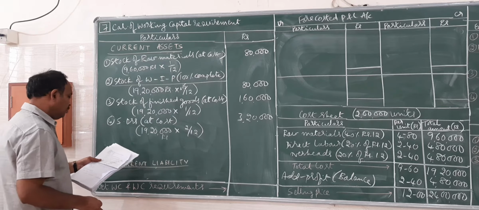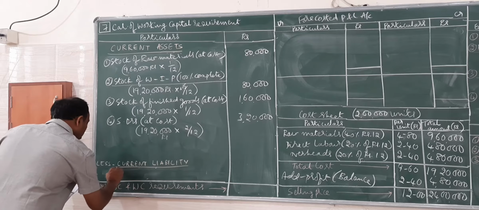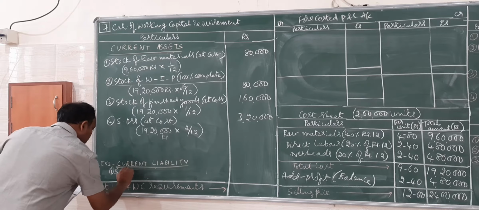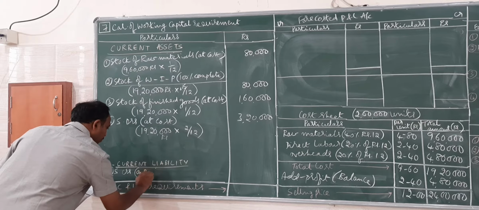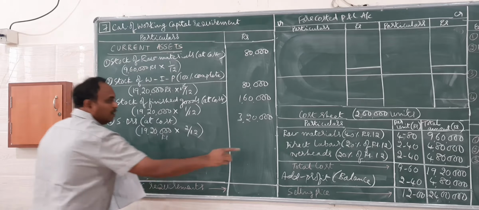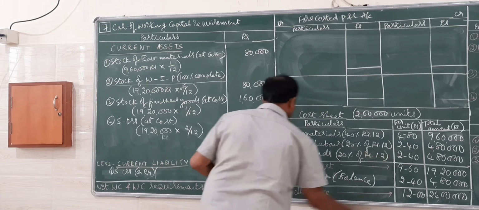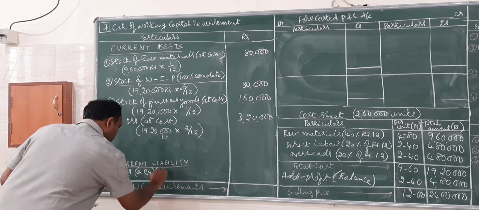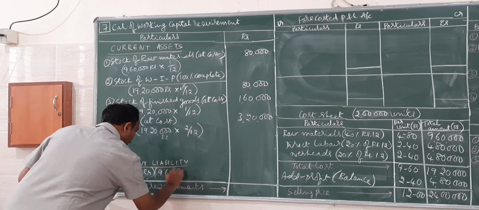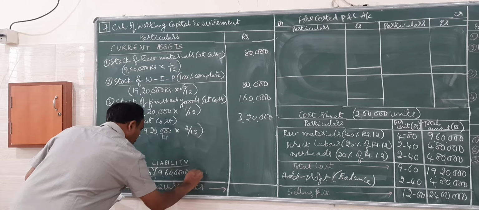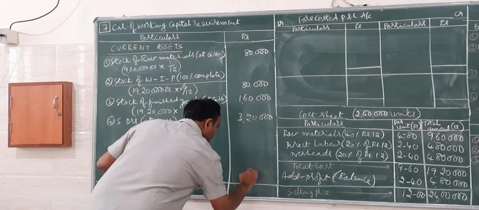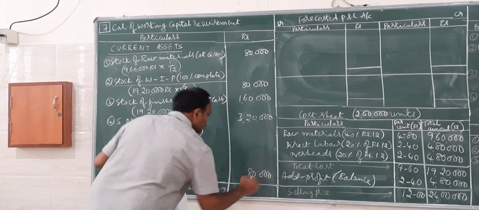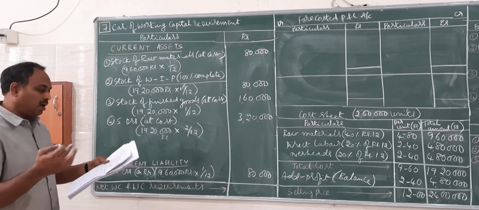Next, credit allowed by suppliers is 1 month. So that becomes sundry creditors on raw material. Raw material total cost is 9,60,000. On 9,60,000 for 1 month, it comes to 80,000. So all the adjustments I have covered.